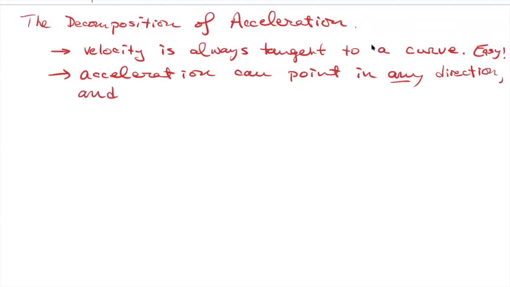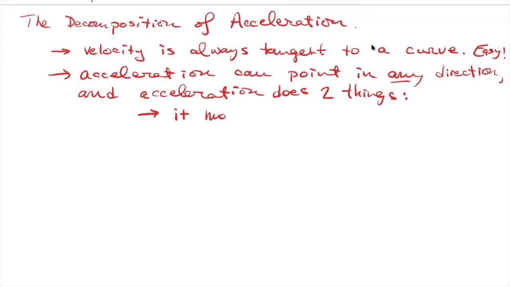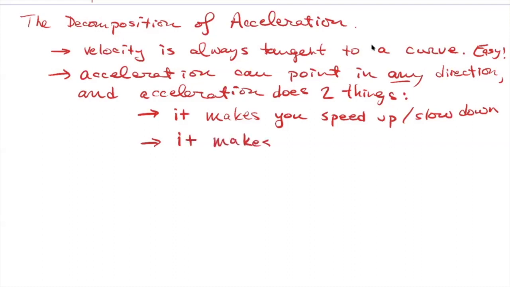And acceleration does two things. It makes you speed up or slow down. But that same acceleration vector makes you turn. So if you have an acceleration that's pointing straight in the direction you're going, you're going to speed up. If you have an acceleration that is pushing you to the right, you're going to turn. But more often, your acceleration is a combination of both of those.